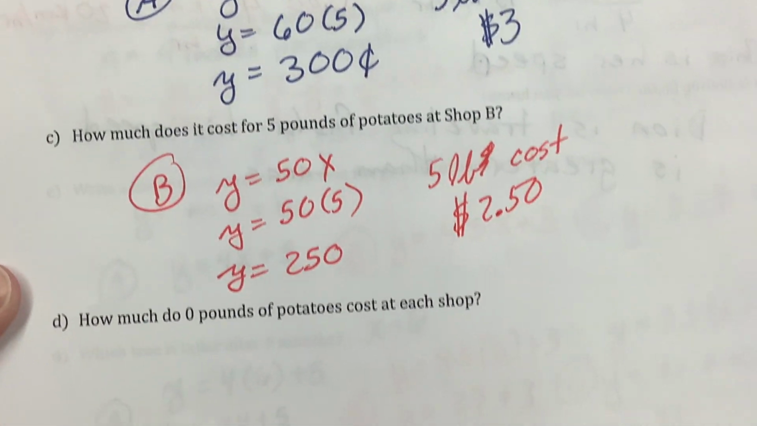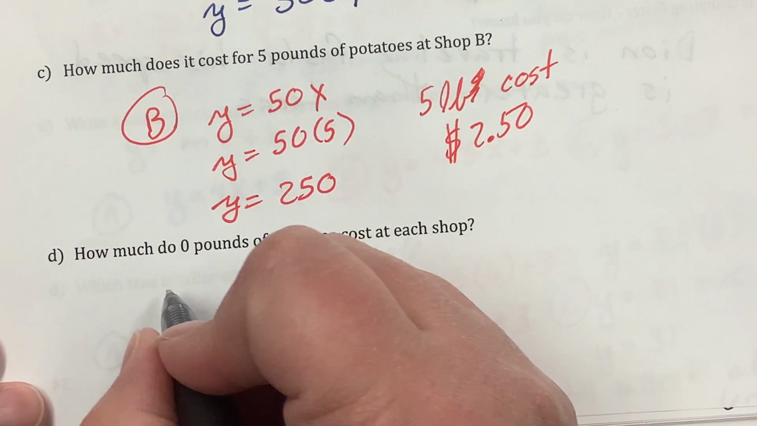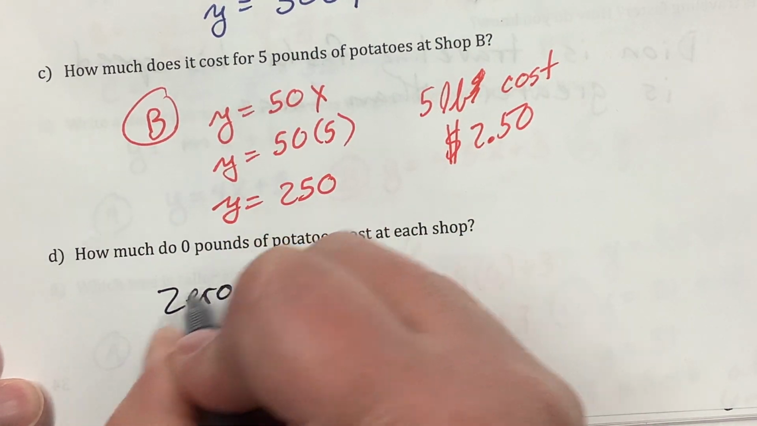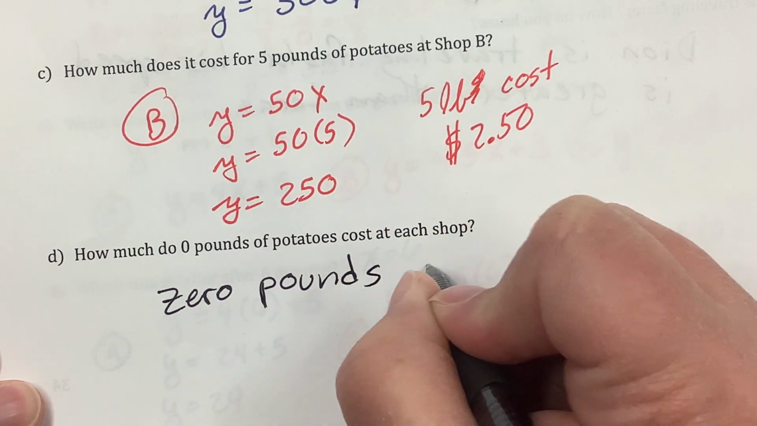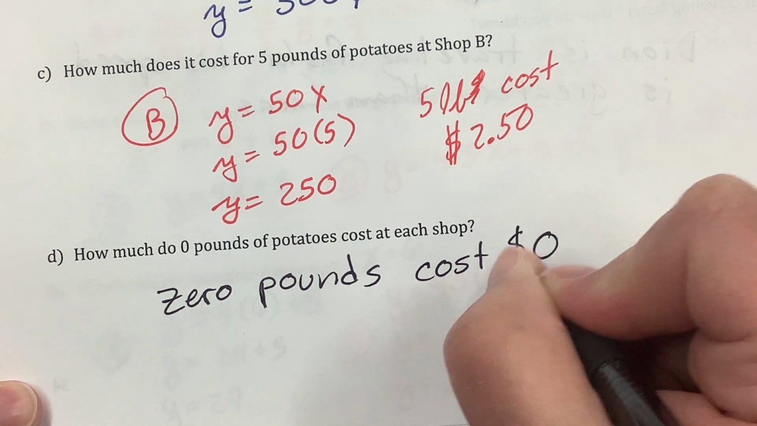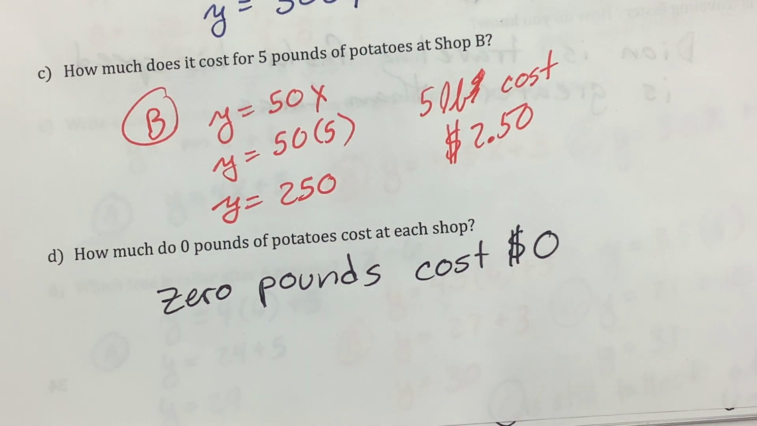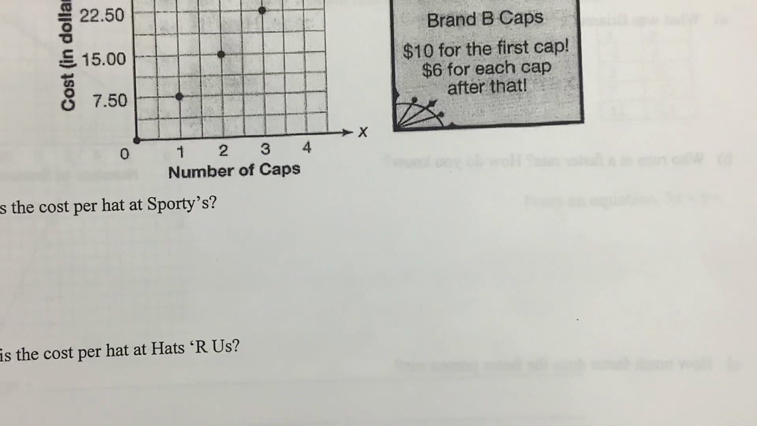How much do 0 pounds of potatoes cost? 0 pounds of potatoes cost $0. Because you didn't buy anything. If you're not buying anything, it's not going to cost anything. And that's true at both shops. 0 pounds costs $0. All right, next one.